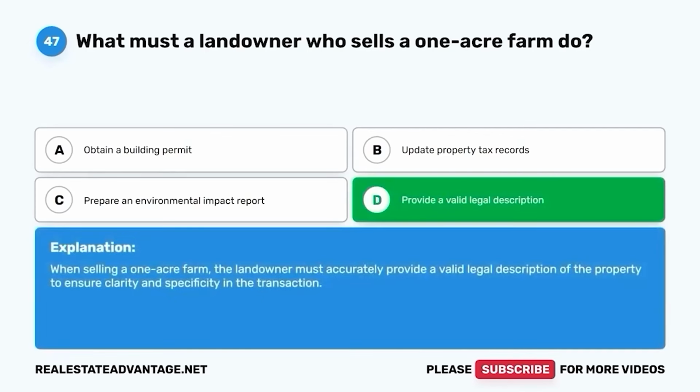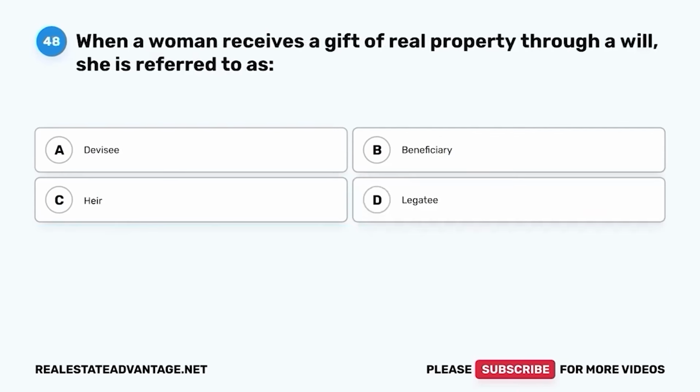When selling a 1-acre farm, the landowner must accurately provide a valid legal description of the property to ensure clarity and specificity in the transaction.